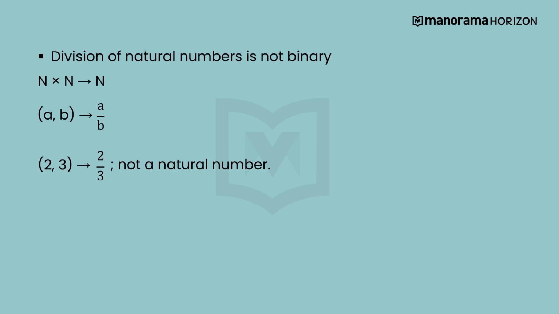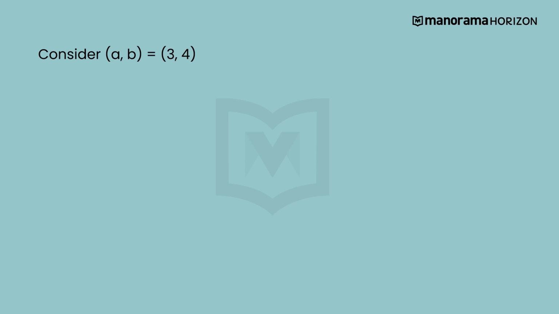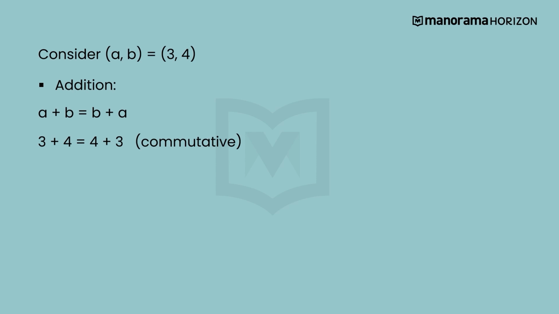Next we will learn the properties of binary operation. First we will check for the commutative property. A binary operation star on the set X is called commutative if A star B is equal to B star A for every A and B element of set X. Proof. Consider (A, B) equal to (3, 4). For addition, we know A plus B equal to B plus A. That is 3 plus 4 is equal to 4 plus 3. Hence it is commutative.